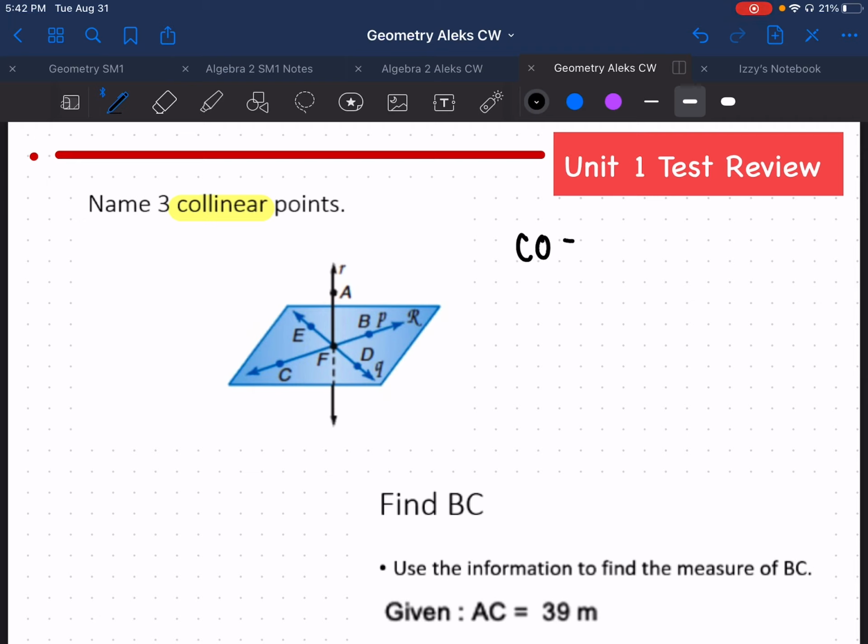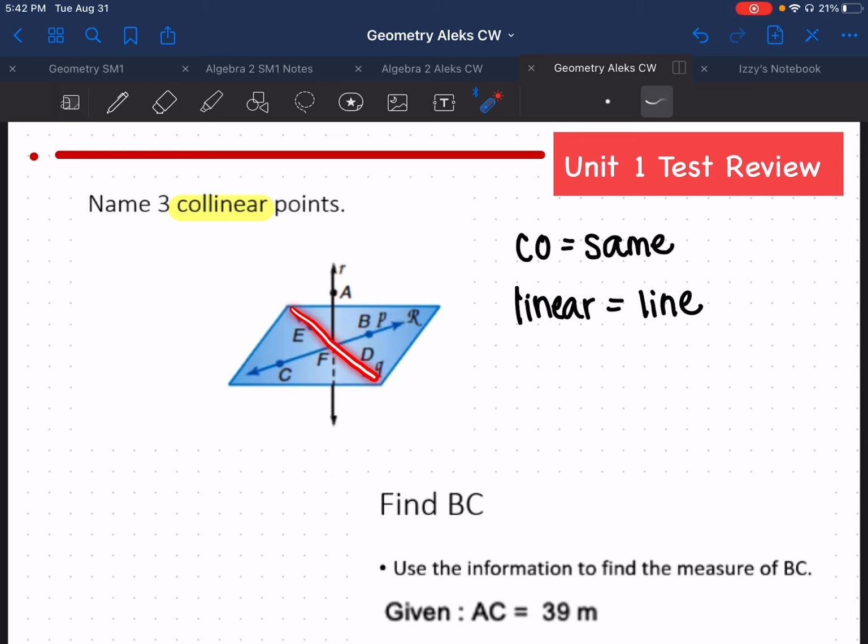Once again, co equals same, linear is the line. There are 3 lines that I see in the picture given. This line, and then this line that is piercing the plane straight through. I must name 3 of them. I would pick the 3 points on this one, which would be F, B, and C, B, and F in any order.